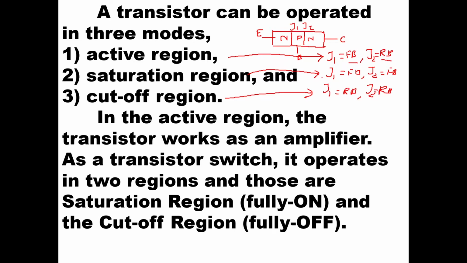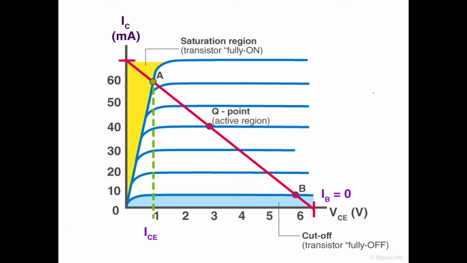Now these two regions, saturation and cutoff: saturation will give you the transistor in the on position, cutoff will give you the transistor in the off position. So this on and off can be used as a switch, and this is how a transistor can be used as a switch. In the active region the transistor works as an amplifier, and as a transistor switch it operates in two regions: the saturation region, where the transistor is fully on, and the cutoff region, where the transistor is off.